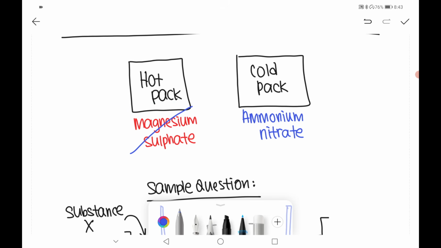This one, if you don't memorize, it's okay. If you don't know, never mind. Because in SPM for the past 20 years, they only asked about the hot pack 2 times out of 20 years. So it's not really important.